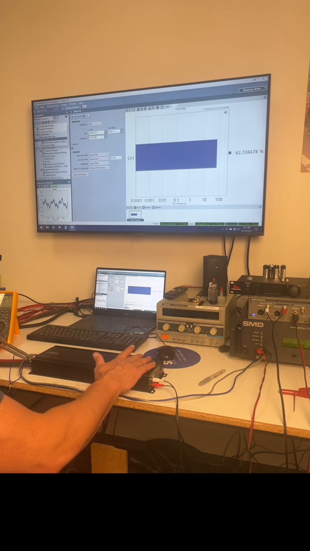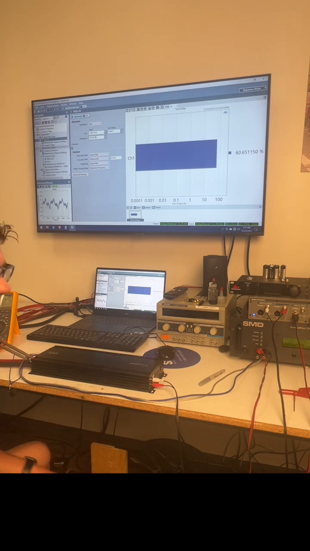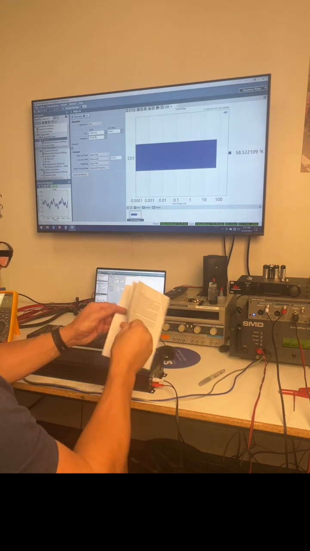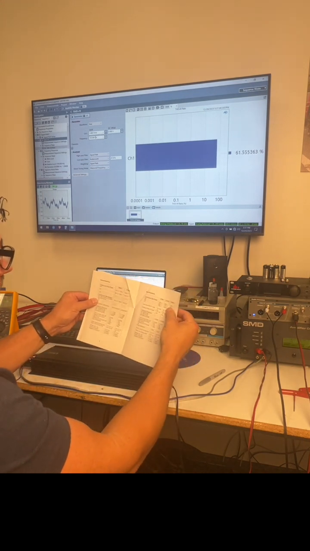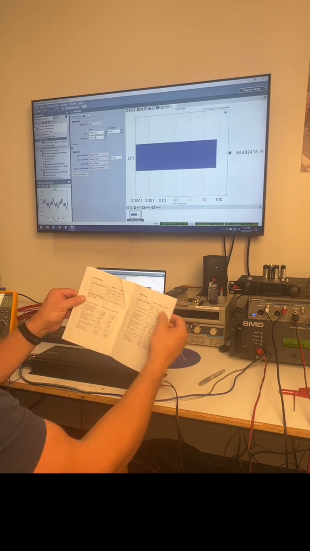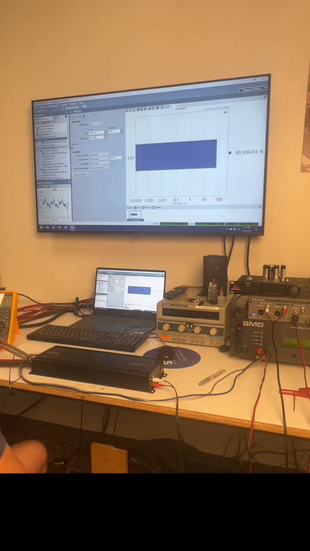What is the THD plus N at half power into 4 ohms? That's how we've been measuring them all so far, and we're going to do that on this one now. This amplifier is rated at 4 ohms at 525 watts, so we're going to go around 260, 270. That'll be half power at 4 ohms, and we'll see what kind of numbers we get.